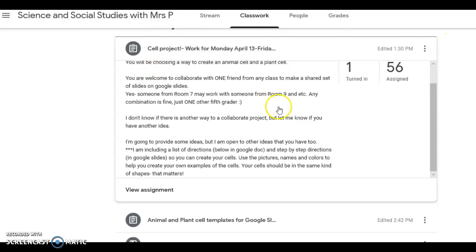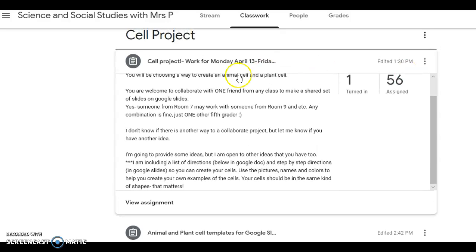So you're going to be choosing a way to create an animal cell and plant cell. Get excited. You can collaborate if you want with somebody else, even from another class. That's right. So if you want to do, like, Google Slides seems to be the easiest way, unless you have a different thing that you want to try, and that's cool too.